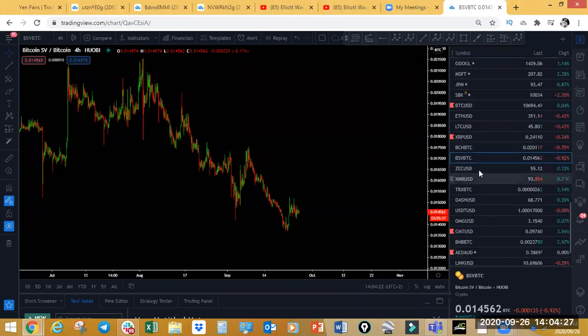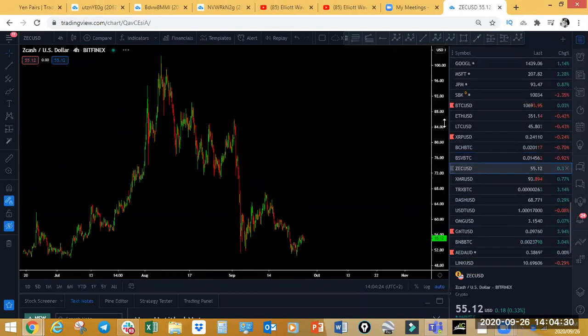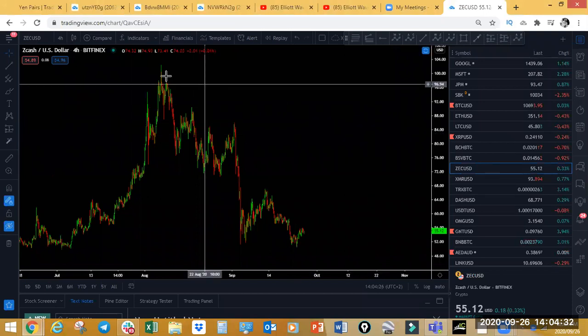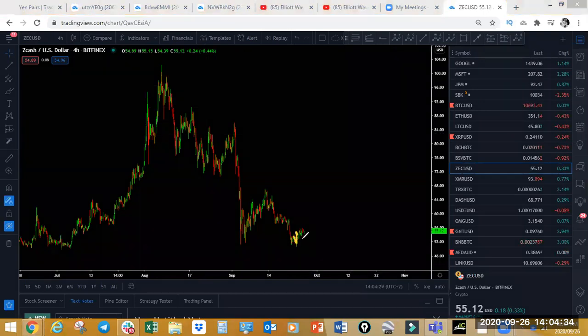Right, so let's look at Zcash as well. Zcash is not necessarily making a bounce. This looks like a corrective structure. This will likely continue to the downside. So watch out for this one to continue to the downside.